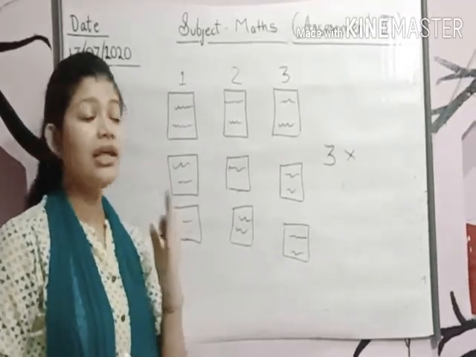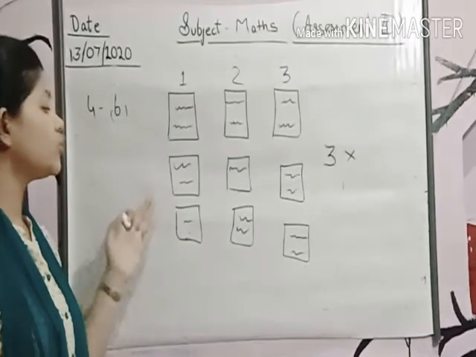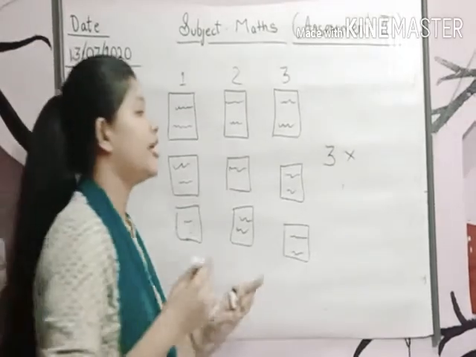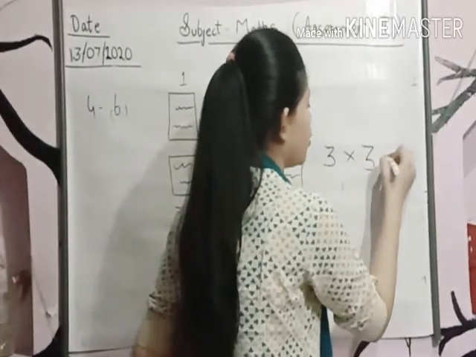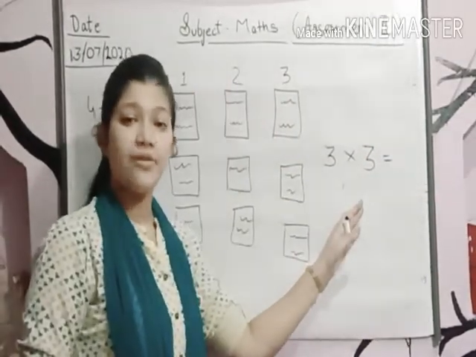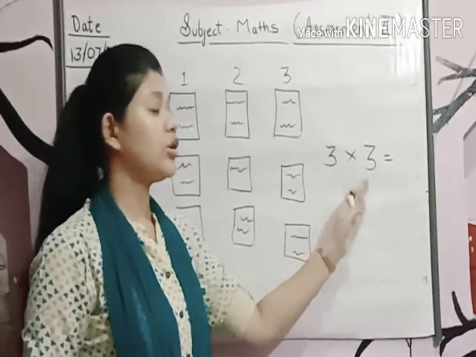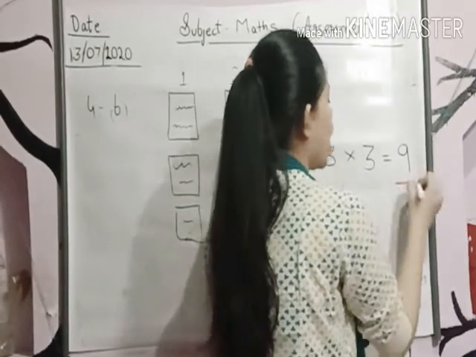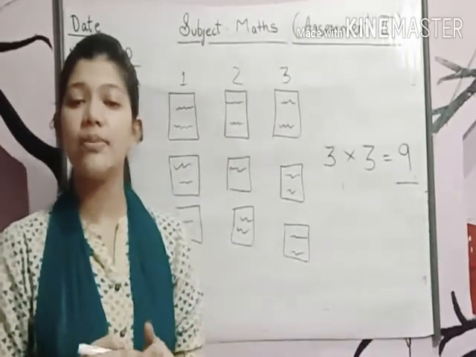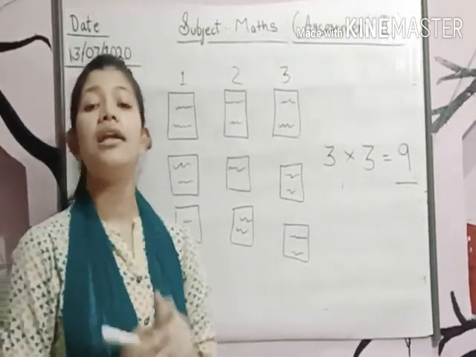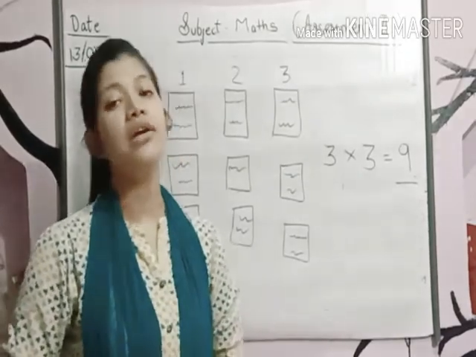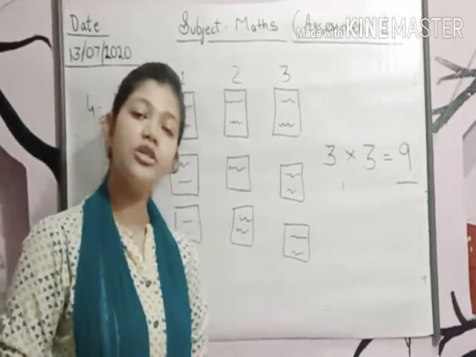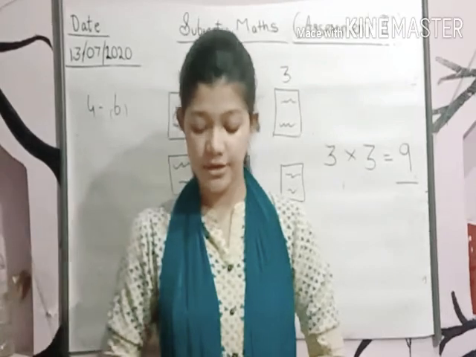How many are there? Let's count. 1, 2, 3. Again 3. It means our second factor will also be 3. Now tell me, 3 3s are 9. Yes. So how many papers are there on the table? There are 9 papers on the desk. Clear? So the answer is 9.